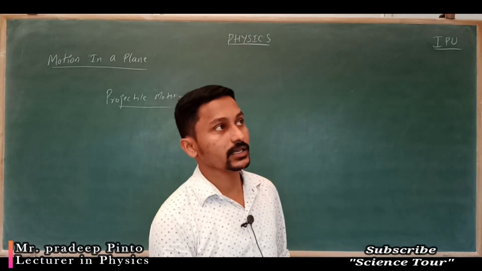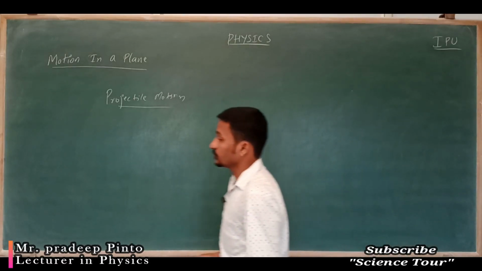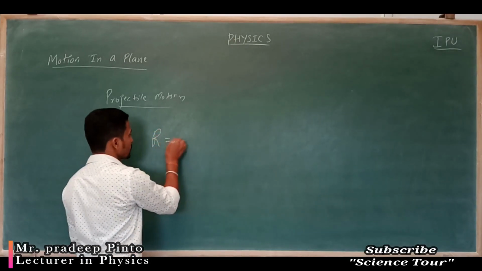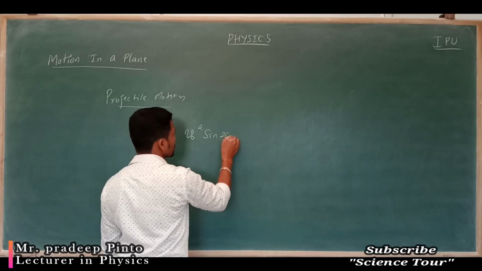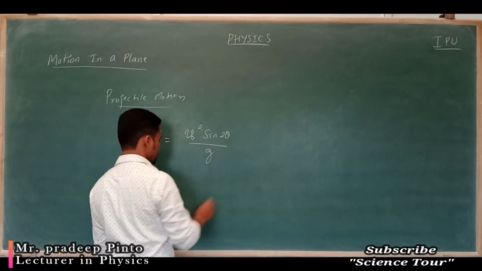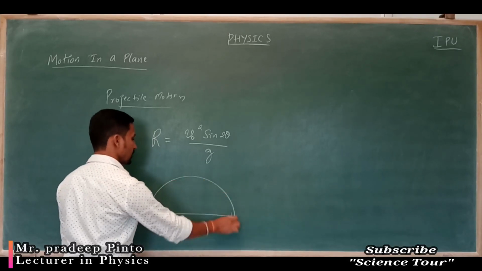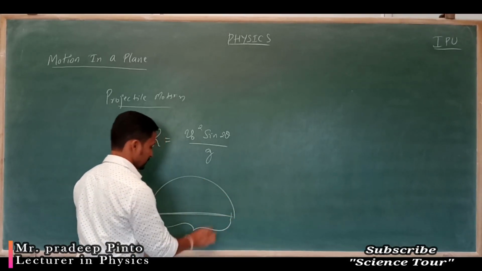And in today's class, we are going to discuss some more things. You have studied the range of the projectile. The range is v naught square sine 2 theta divided by g. Range means the maximum distance travelled along the x axis.